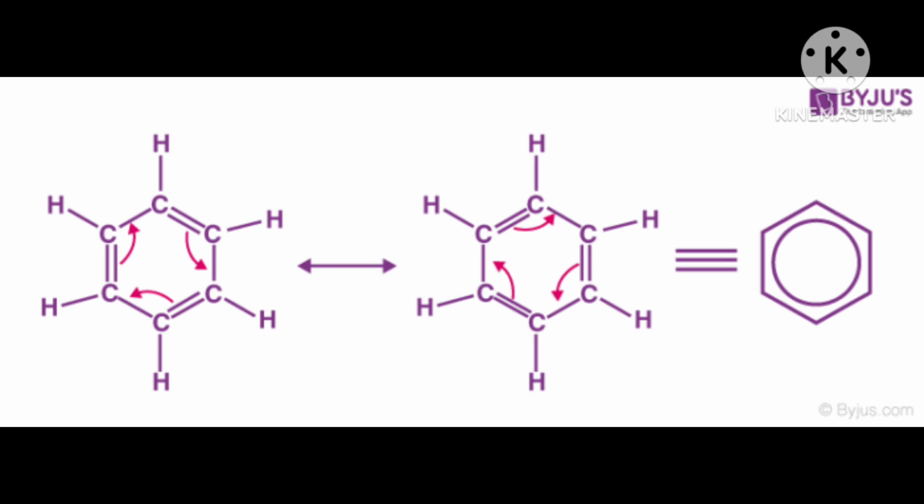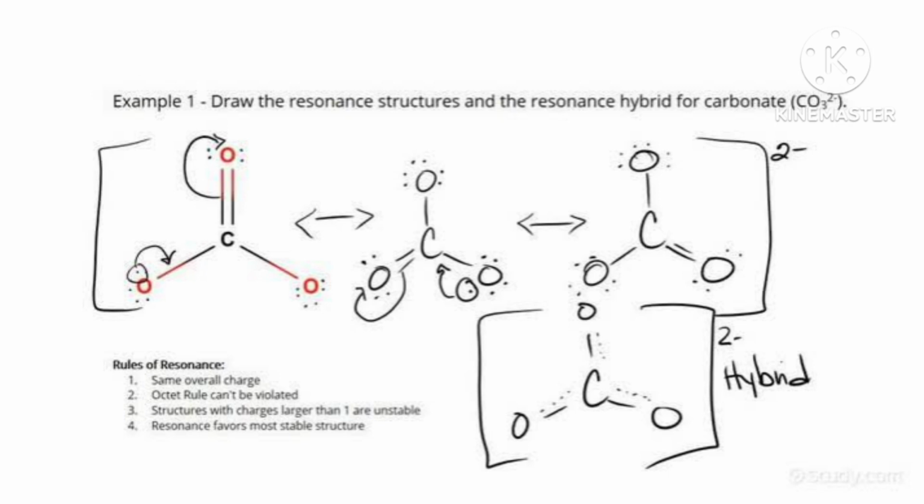The more the number of important contributing structures, the more is the resonance energy. Here now it is 2, sometimes it will be 3. The more the number of resonating or canonical structures, the more the stability. The more the number of important contributing structures, the more is the resonance energy.